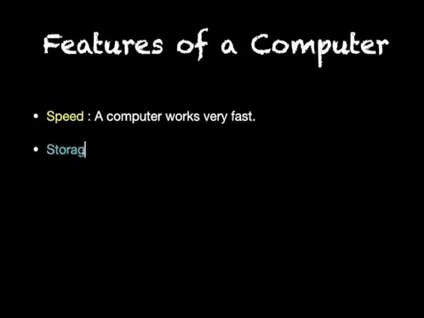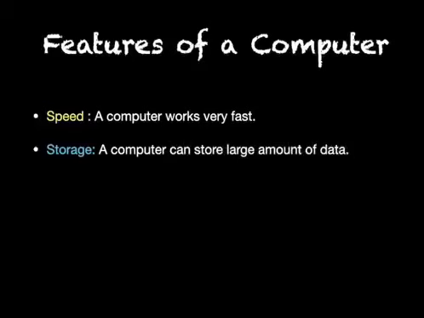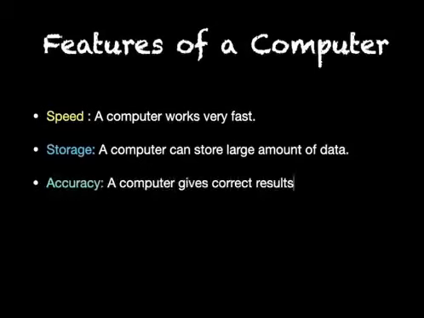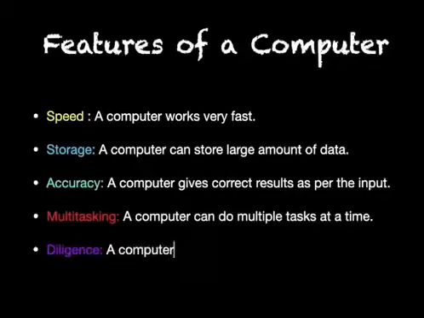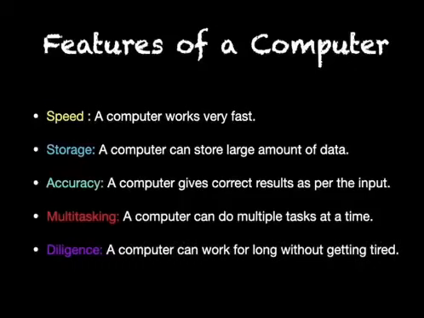Next one is storage. A computer can store large amount of data. Third one is accuracy. A computer gives correct results as per the input. Mistakes are normally made from a user's end. Next one is multitasking. Now what is multitasking? Whenever we are able to do multiple work at the same time, that is multitasking. A computer can do multiple tasks at a time. For example, we can play music and write a document at the same time on our computer.